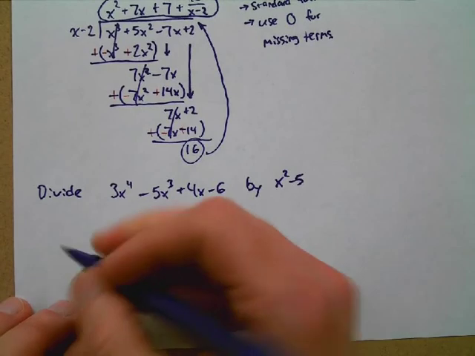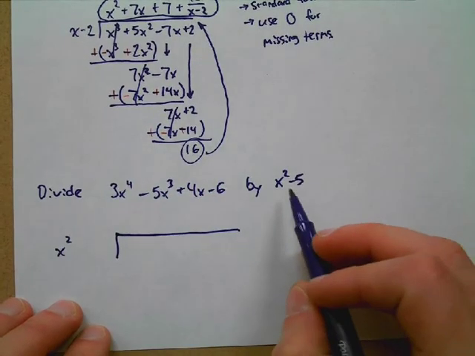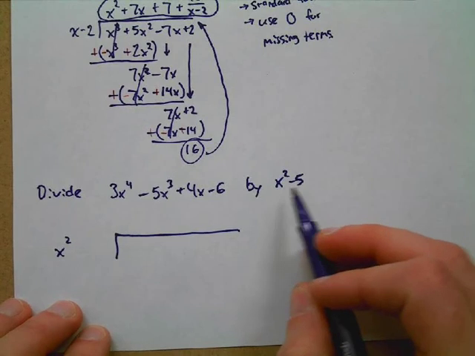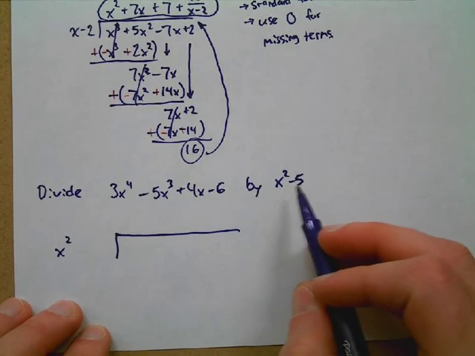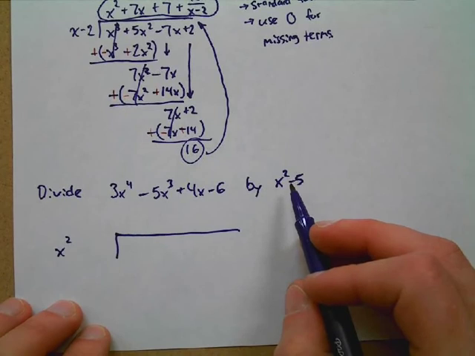Yes, x to the second minus 5. But be careful. I am missing a term in here, aren't I? What term am I missing? I have an x squared, I have minus 5, but what's missing between those two?